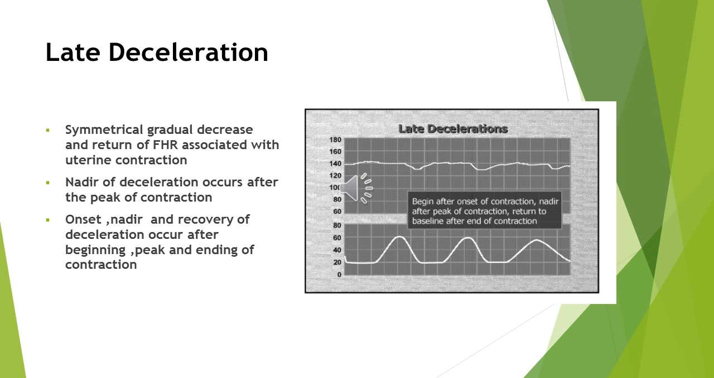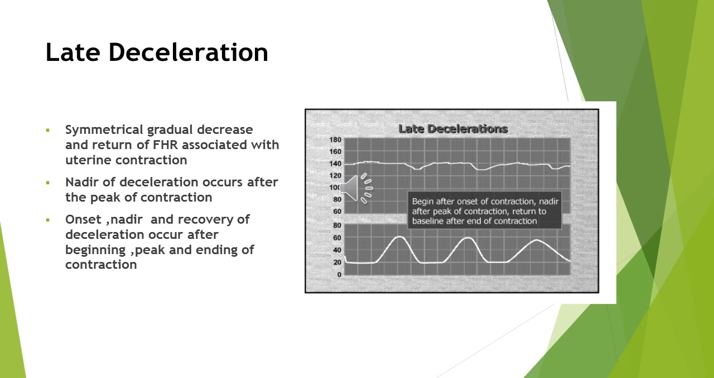For late deceleration, in the case of the fetal heart rate, there is a bit of a lag between this decrease and the peak of contraction. The start of deceleration actually coincides with the peak of the contraction, and then the nadir of deceleration is coinciding with the end of contraction, and then the baby will recover after that. Late deceleration occurs due to uteroplacental insufficiency, which means that there is not enough oxygen stored inside the baby. That's why it's late, that's why there's a lag.